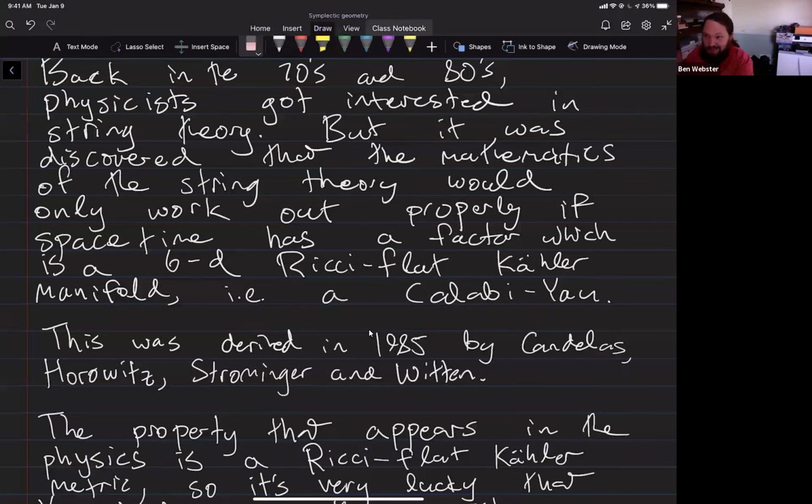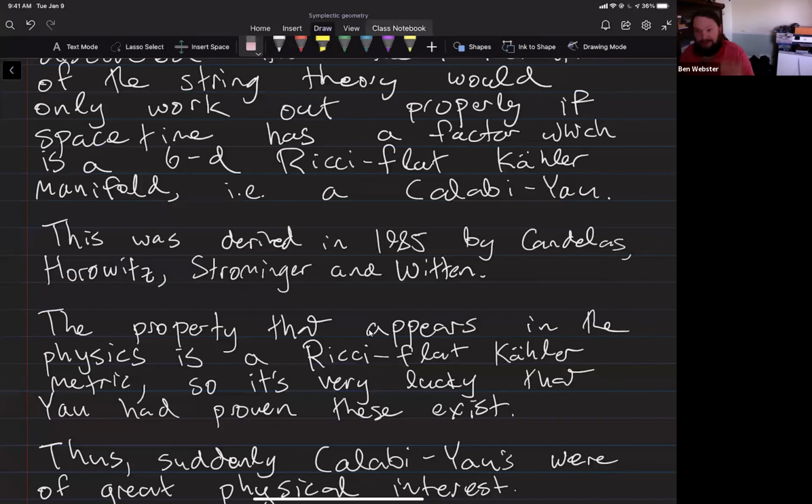Very luckily, this was in 1985. Just a few years earlier, Yau had proved that there are manifolds with Ricci flat Kähler metrics. They might have just said, well, nobody's ever found such a thing. What are we supposed to do? But luckily, Yau had solved that particular problem for them. So suddenly, certain very theoretical physicists who wanted to understand the 6-dimensional other factor of the universe thought, oh, suddenly Calabi-Yaus are very interesting.